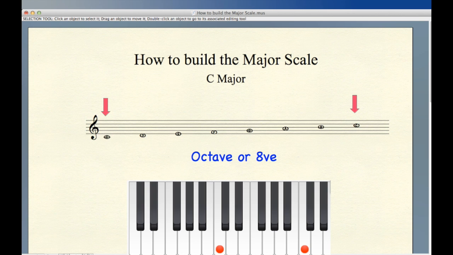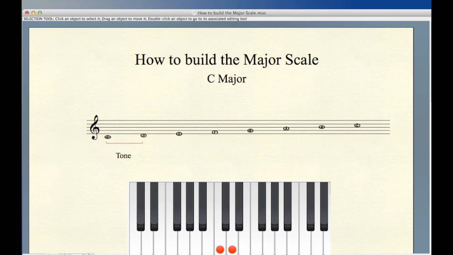And here we're going to start with the intervals. If you look at the interval between C and D, we have a tone, okay? And between D and E, we have another tone. Now between E and F, if you have a look at the keyboard, you'll see that there is no black note in between, so it's the shortest space between two notes. That's called a semitone. Now if we look at this, we have tone, tone, semitone. That's what we have to start off the major scale.